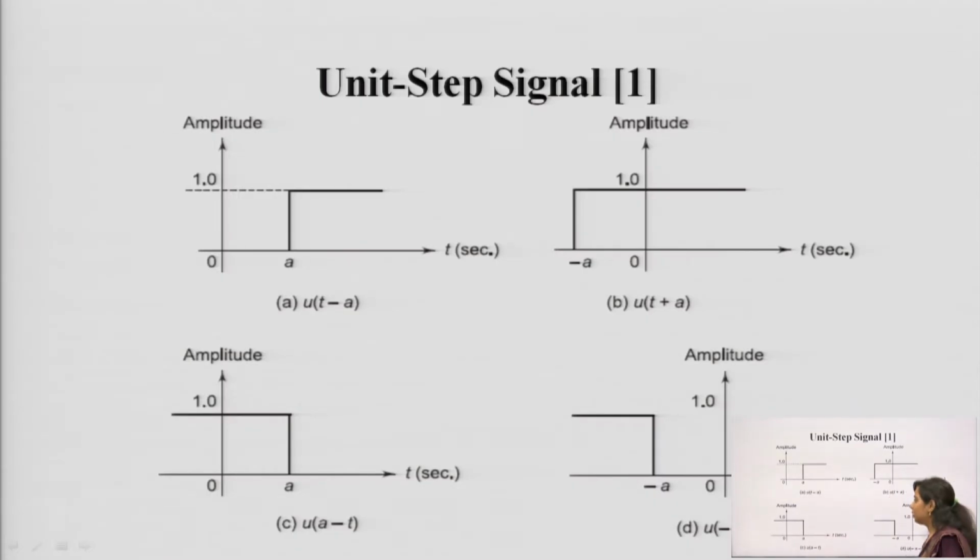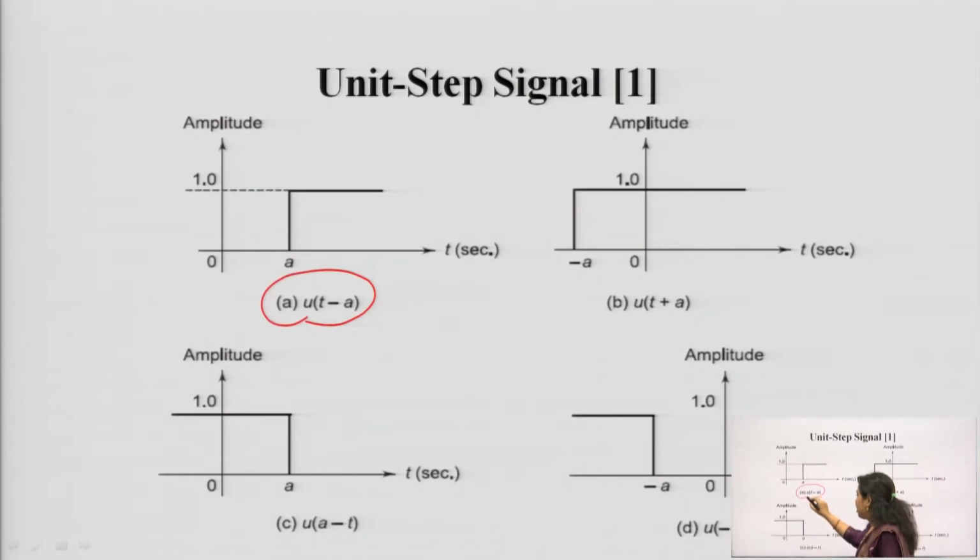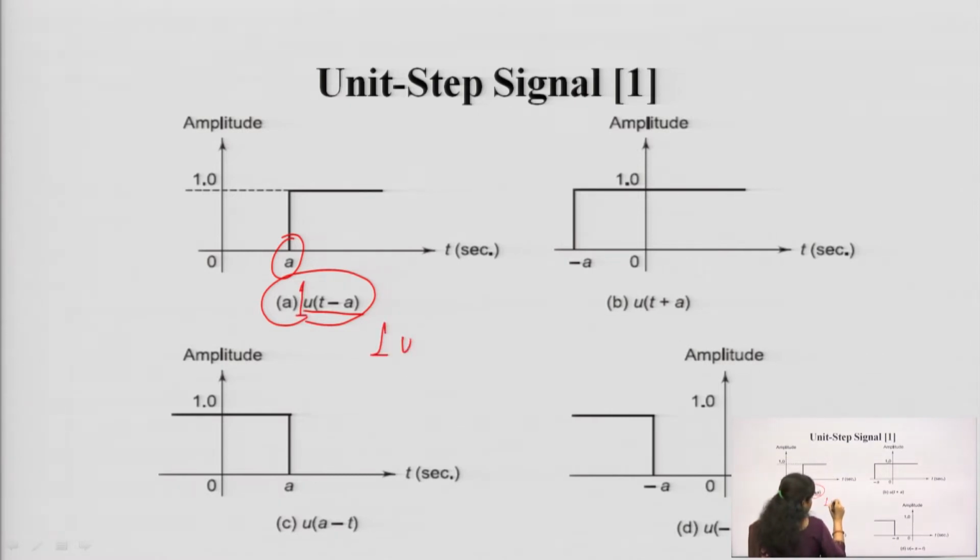What is a unit step signal? This is a shifted version of the unit step signal, which is denoted by u(t minus a), shifted by a. Its amplitude is 1, which means it is 1 u(t minus a), the shifted version of the unit step signal, shifted by this a.